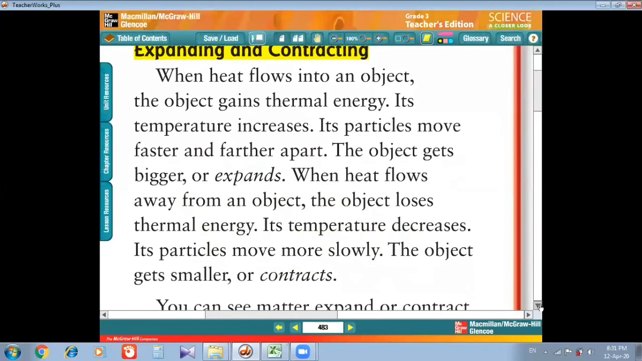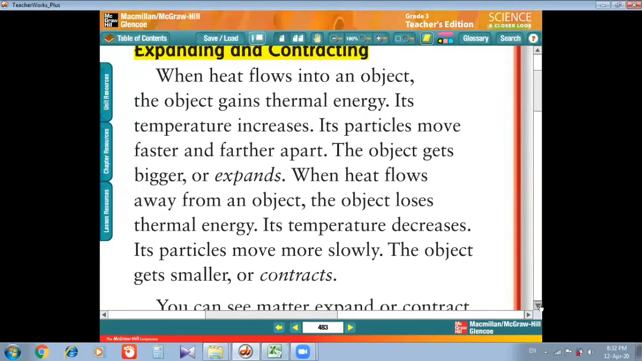Now, when the heat flows away from an object, the thermal energy of the particles of that object will decrease. The object will lose thermal energy. When thermal energy is lost, its temperature will decrease. When its temperature decreases, its particles will move slowly. And when the particles move slowly, the object gets smaller, or in other words, we can say the object contracts.